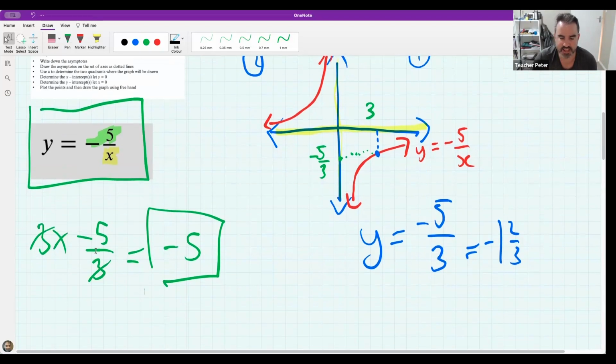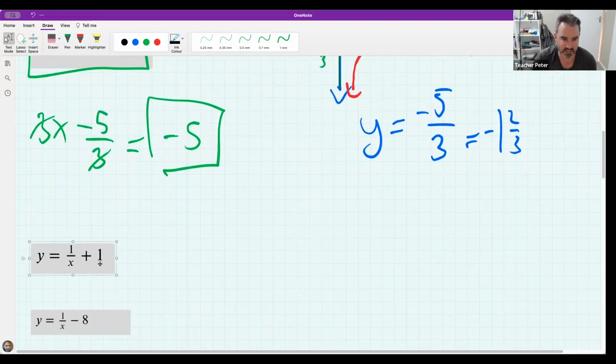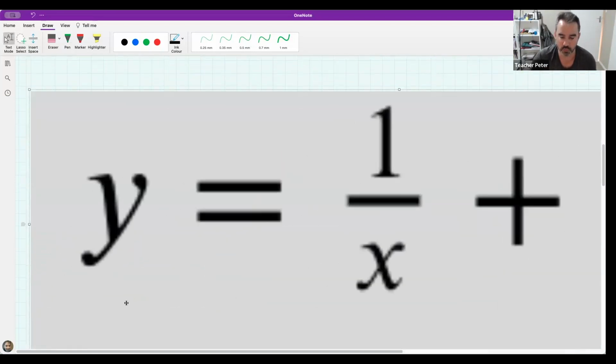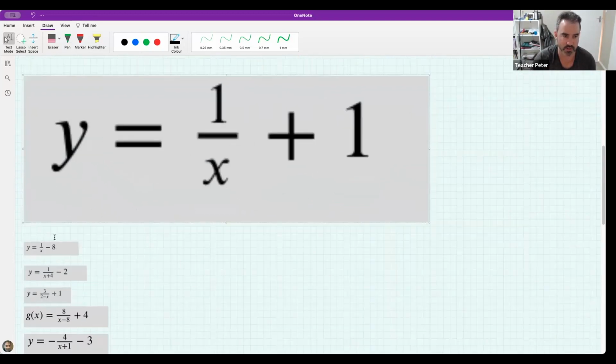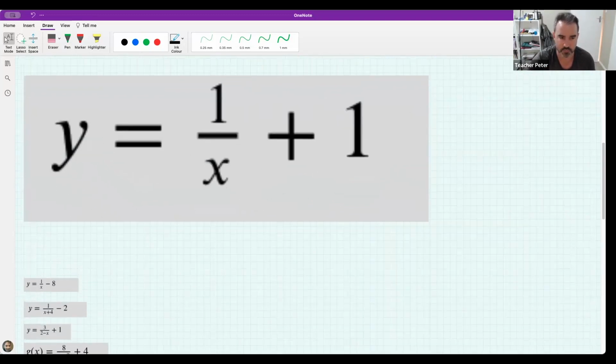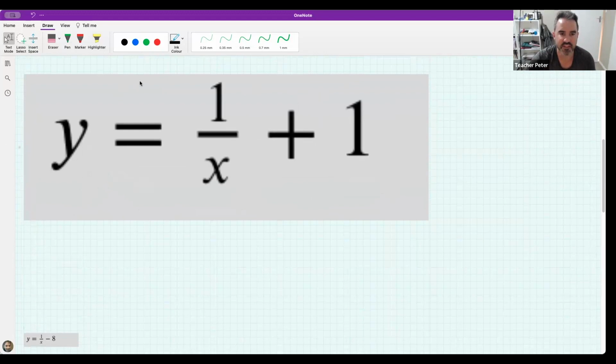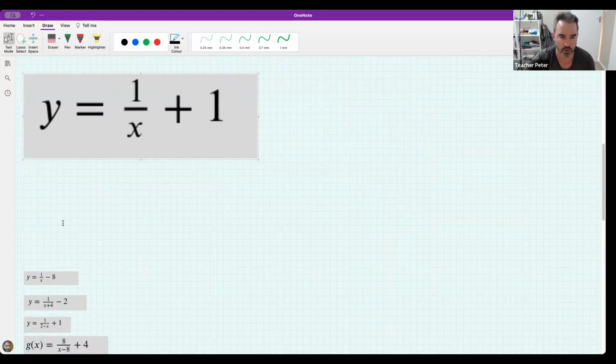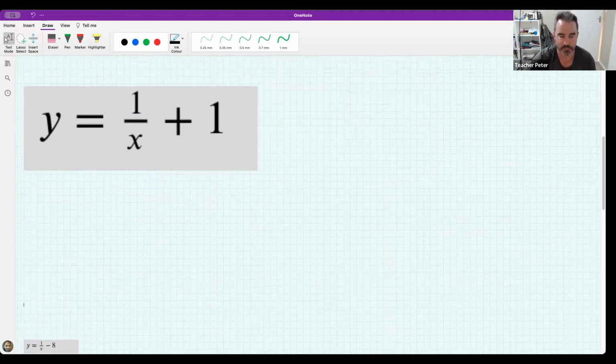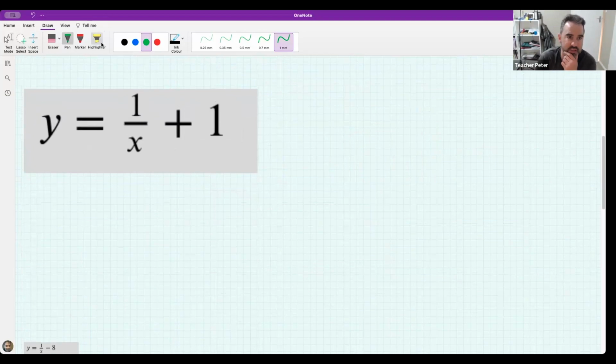Okay, let's go on to something a bit more exciting. Ooh, that got a little bit too exciting too quickly. Let me zoom out of that. This is a hyperbola, but something is different about it. Before I start drawing it, can someone tell me what is different about this hyperbola compared to all the other ones? I'm confident it's a hyperbola because it's got an x in the denominator, but what is different here?